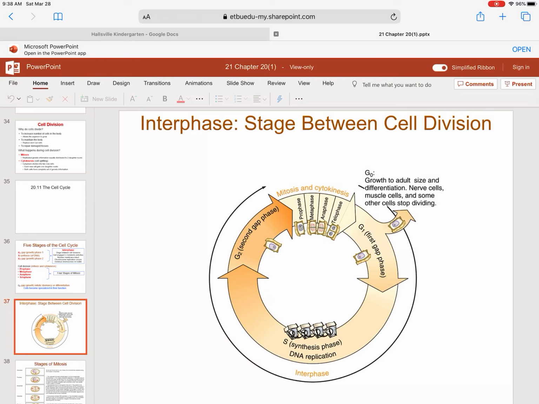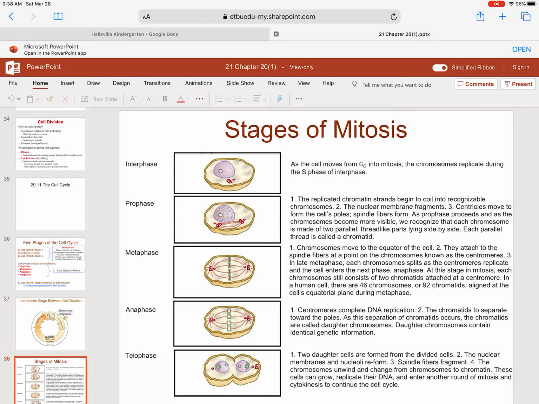So here we have our interphase. You can see that most of it, maybe like 80% of our circle diagram, is interphase. And then you have the mitosis and the cytokinesis, the very small portion up there at the top. So the stages are that in interphase, the cell moves from G0 into mitosis. The chromosomes replicate during the S phase.